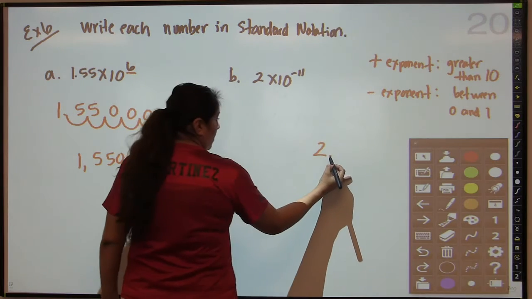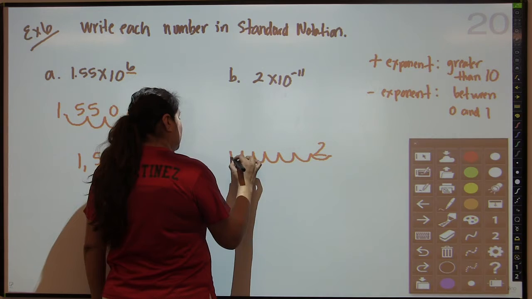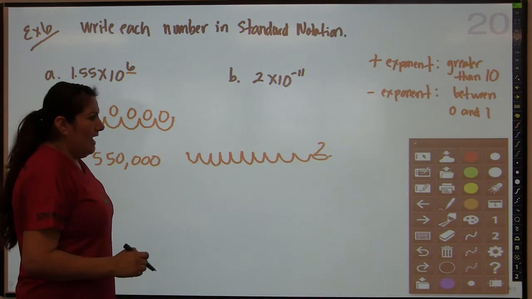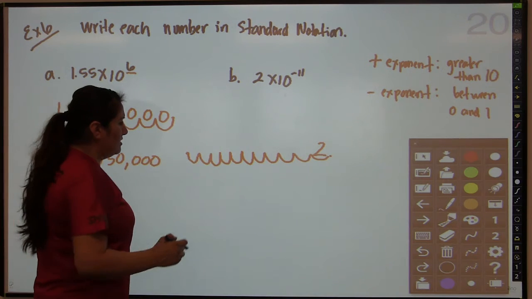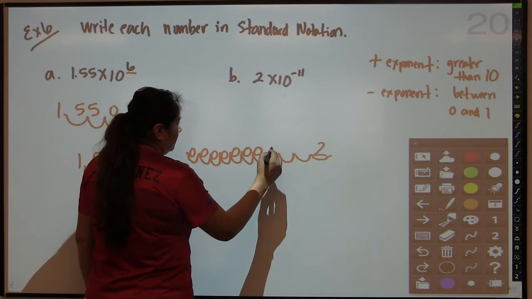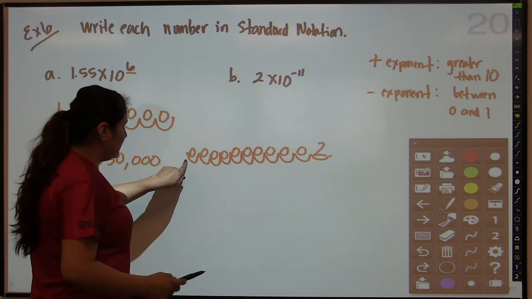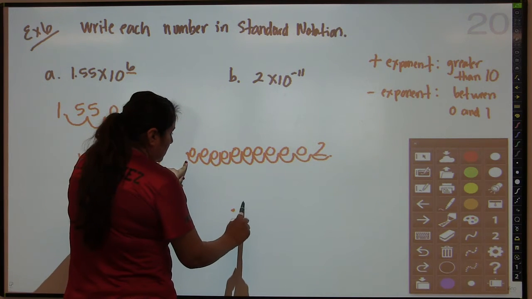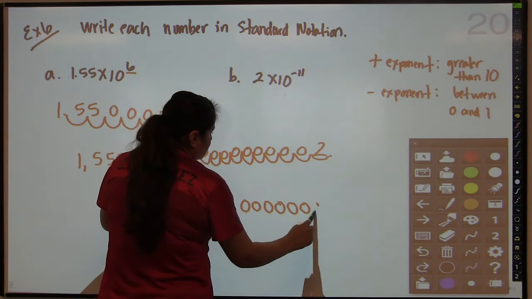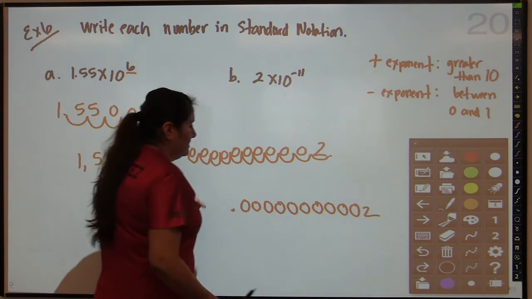So I start here and I'm going to go 1, 2, 3, 4, 5, 6, 7, 8, 9, 10, 11. Okay? And then, like before, we're going to fill up all those spots with zeros. So this number would be very, very small. My decimal is here, so it's 1, 2, 3, 4, 5, 6, 7, 8, 9, 10, 11 spaces.